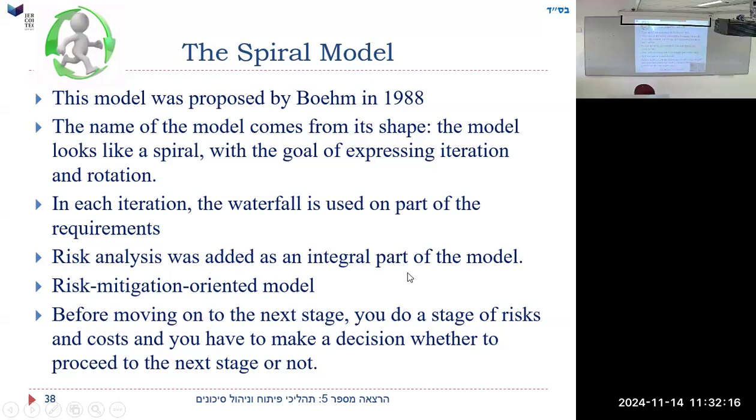Risk analysis was added as an integral part of the model. We also call it a risk mitigation oriented model. We try to limit risks. Before moving on to the next stage, you do a stage of risks and costs. As you analyze how much risk and cost the next stage is going to be, you have to make a decision whether to proceed to the next stage or not. Before you go on to the next stage, you say, well, I've already produced something. Is it worth continuing? How likely am I to succeed? How much is it going to cost?